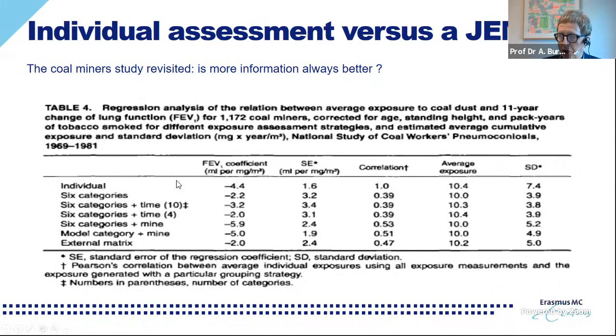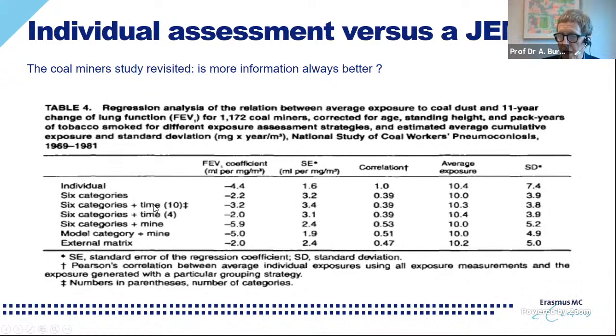If you then use the simple job exposure matrix, we put together all the workers in 6 categories. And then you see that the exposure response association halves. Not 4.4, but 2.2. More importantly, your standard error increases dramatically because you only have 6 categories. Here you have 1172 data points, and here you have 6 categories. So in this situation, there is no significant association anymore.